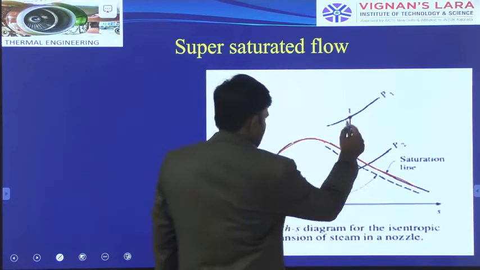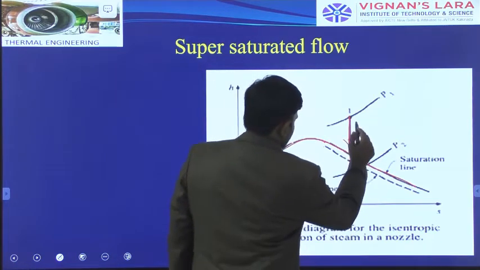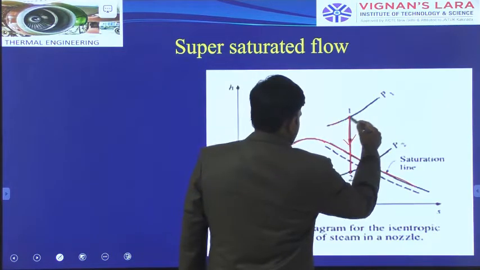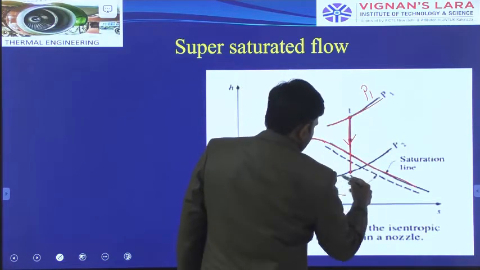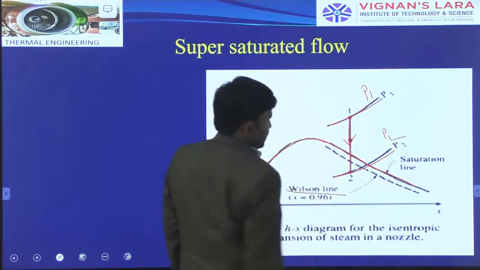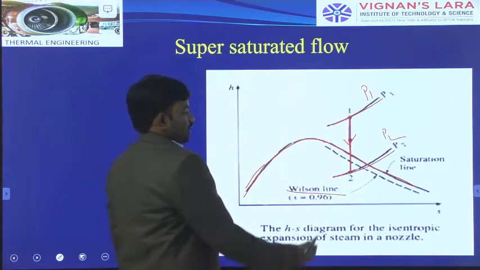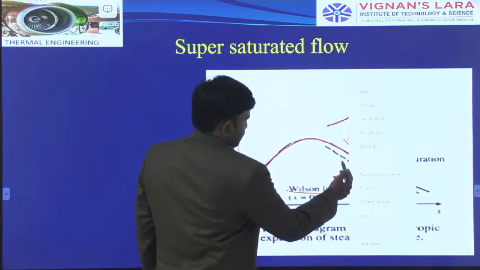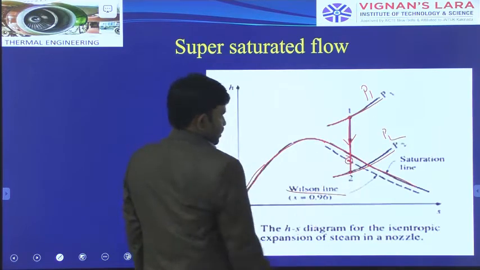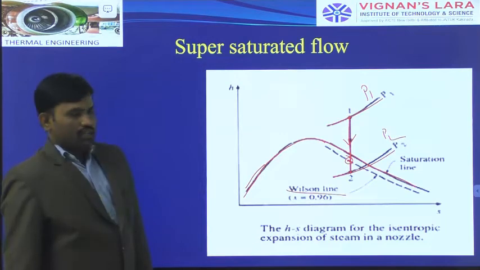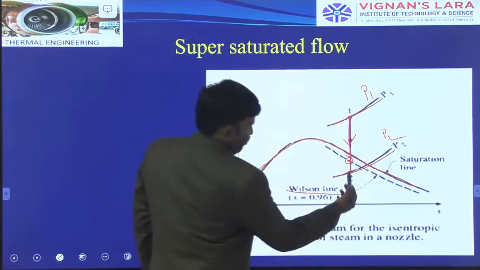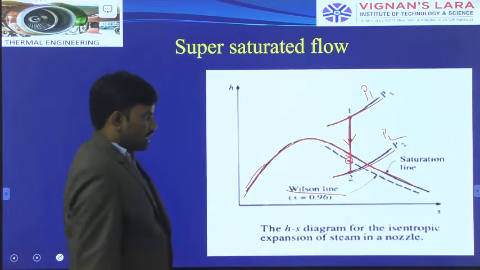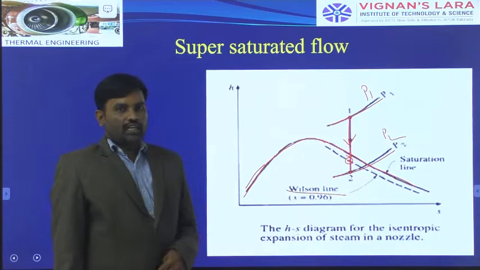For example, the expansion takes place inside the nozzle body following the isentropic process. The pressure is P1 and the exit pressure is P2; pressure decreases after expansion, and during the flow the steam starts condensing at this location. This location is called the Wilson line. The gap between the theoretical saturation line and the Wilson line, during that gap, the flow is called supersaturated flow.